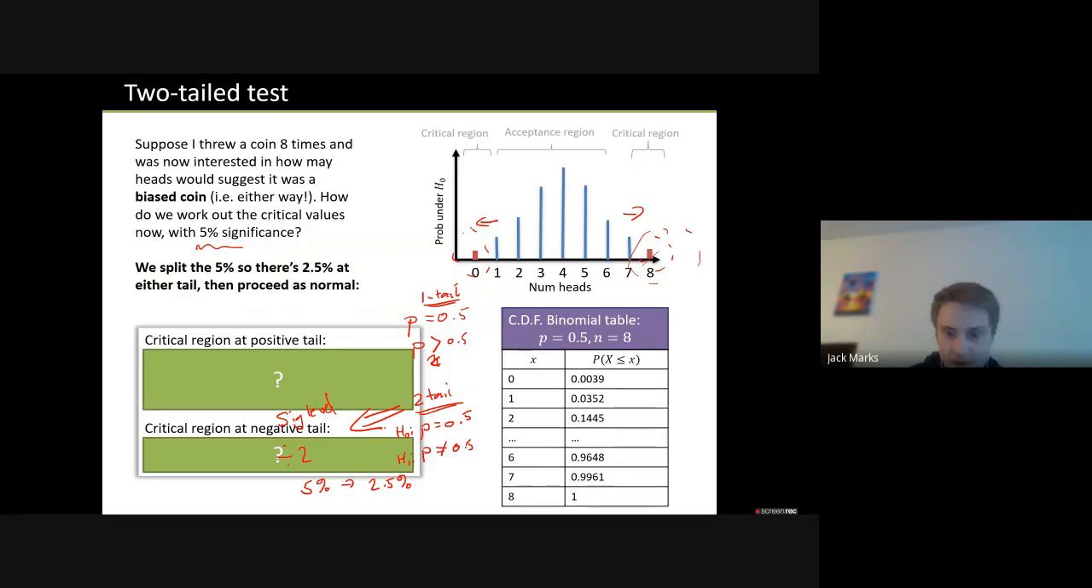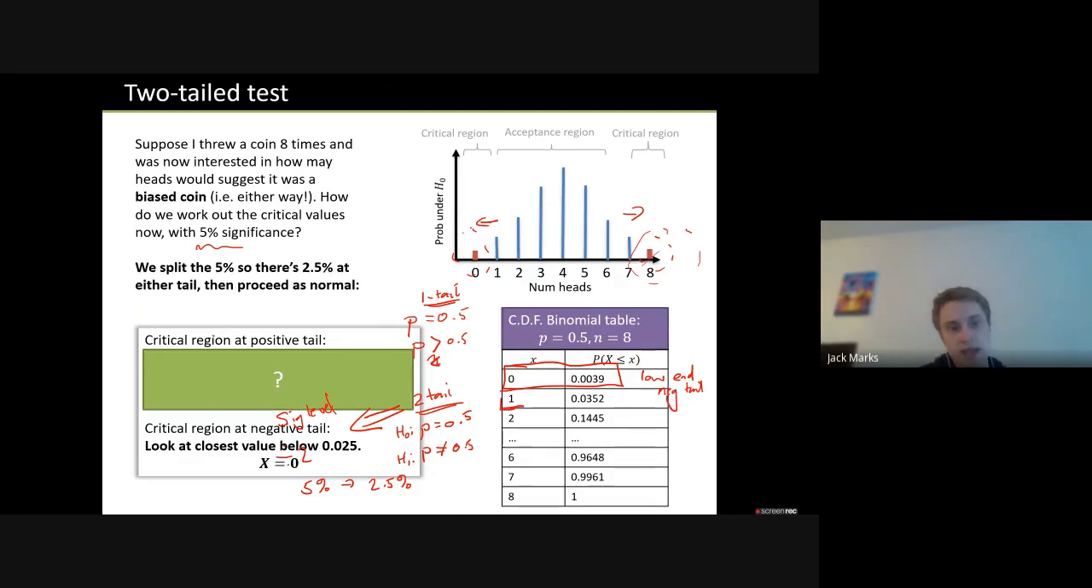Well, 2.5%, let's have a look at the table. So let's have a look at the low end first. 0 is definitely less than 2.5%. Okay, up to 1 is 3%, so now it's too big, isn't it? So the critical region for the low end, the negative tail, is actually x equals 0. It's only this result here. Okay, this is for the low end, or the negative tail, if you like.